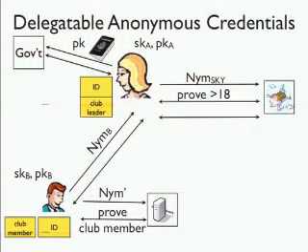And then Bob should be able to go to the server, give some other pseudonym, and prove that he is a valid club member, so that he has a club member credential. So that's the general picture of what we want to have.